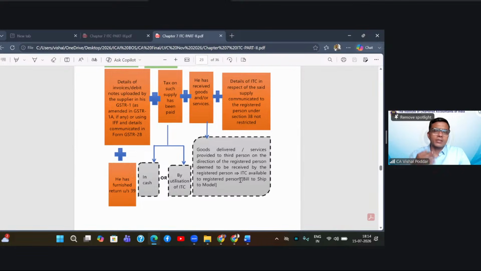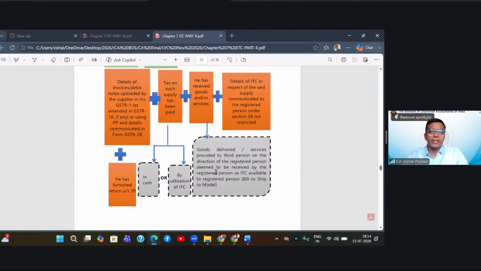So let us say I am the supplier, you are the buyer, you have placed an order on me, so I have to supply the goods to you, but you have asked me to deliver the goods to a third party. Now, when I'm delivering the goods or services to a third party, physically, you, the buyer, the recipient, has not received the goods or services. So there is a question whether this condition will be treated as complied with.